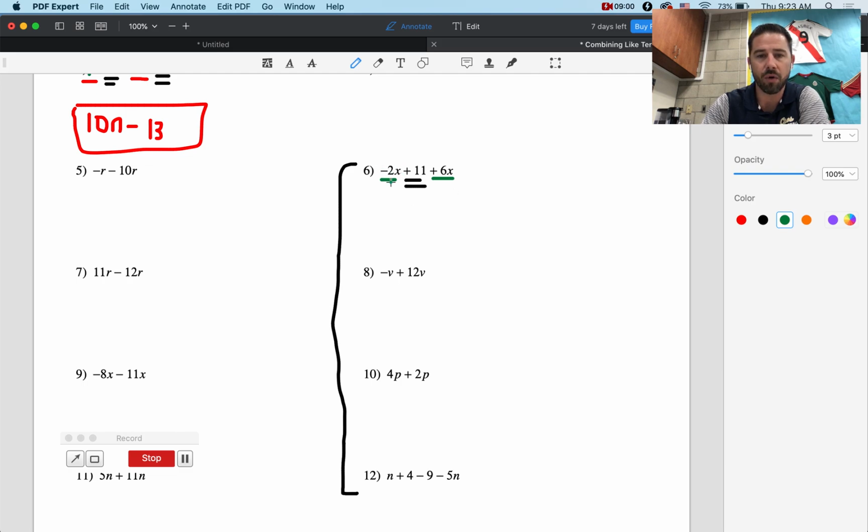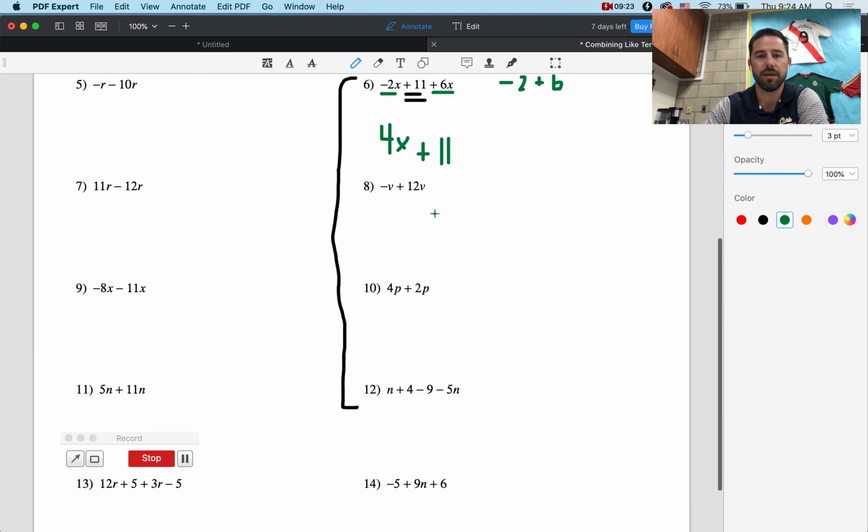Okay, now you're saying, oh, -2 plus 6. Which one's bigger? The 6. So our answer is going to be positive, and then you subtract. 6 minus 2 is 4. So we have 4x, and then there's no other guys here. He's the only one, so we just drop him down. Plus 11.